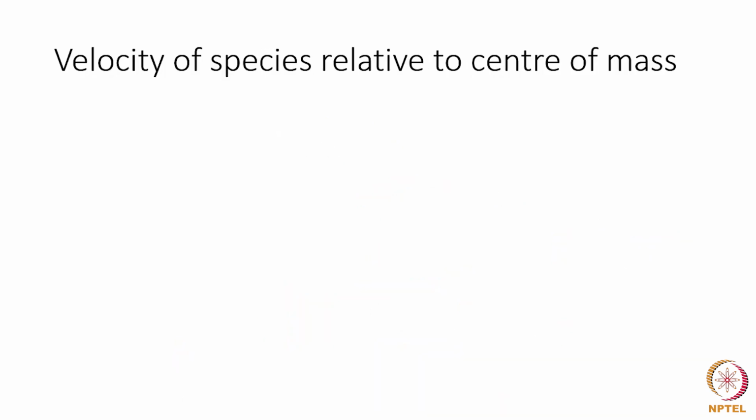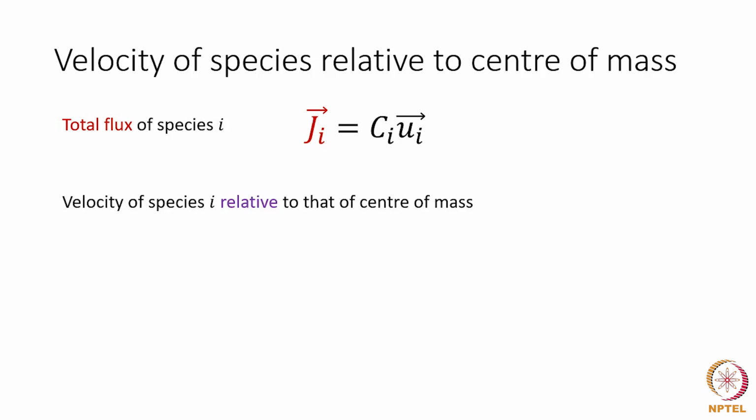The velocity of species relative to the center of the mass is something that we have to pay attention to. So this is something that we are going to introduce in a moment. The total flux of species i is given as Ji is equal to Ciui, and the velocity of species i relative to the center of the mass will then be Ui star. This quantity we are just introducing now. Ui star is basically the velocity of species i relative to the center of the mass, naturally, because the velocity of the center of the mass is u.